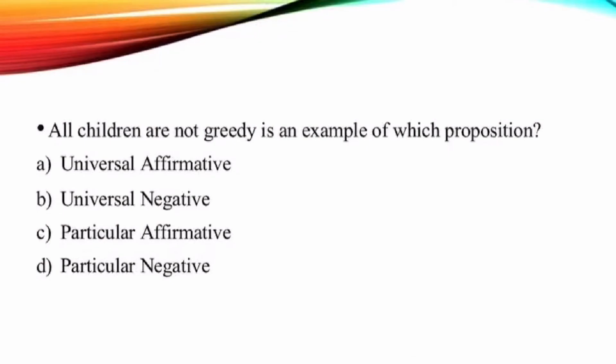Second question, all children are not greedy is an example of which proposition? Here the quantity is universal and the quality is negative. So option B, universal negative is the right option.